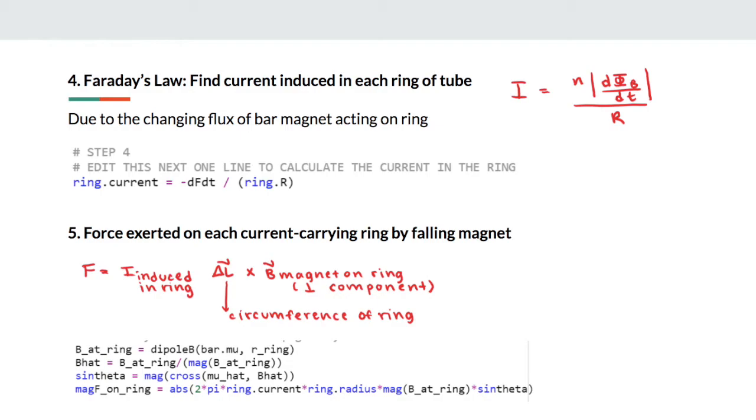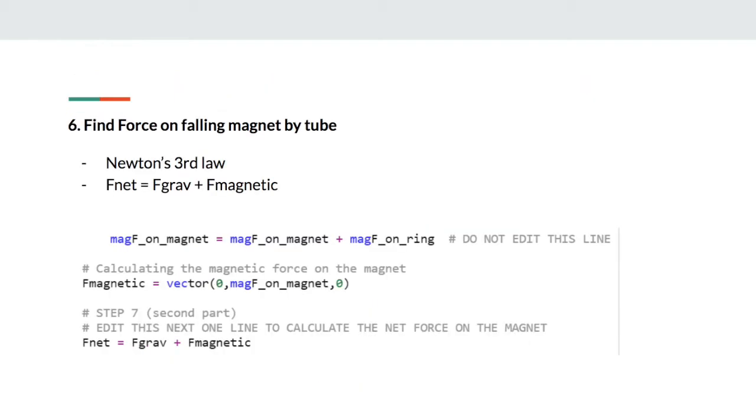Next, I found the force exerted on each current-carrying ring by the falling magnet using the equation that F equals I times delta L cross B, where I is the current induced in the ring, delta L is the circumference of the ring, and B is the magnetic field of the magnet acting on the ring. Finally, I applied Newton's third law to find the force on the falling magnet by the tube.